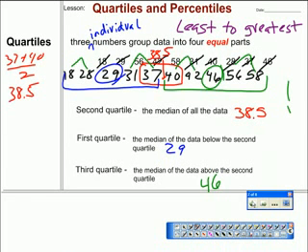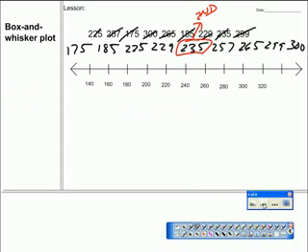So if you start off with an even number of numbers, like with this one, I only have to do that average thing once, right? Just for the second quartile. But if you start off with an odd number of numbers, like here, you'll have to do that average thing twice for the first and third. But that's not a huge deal.